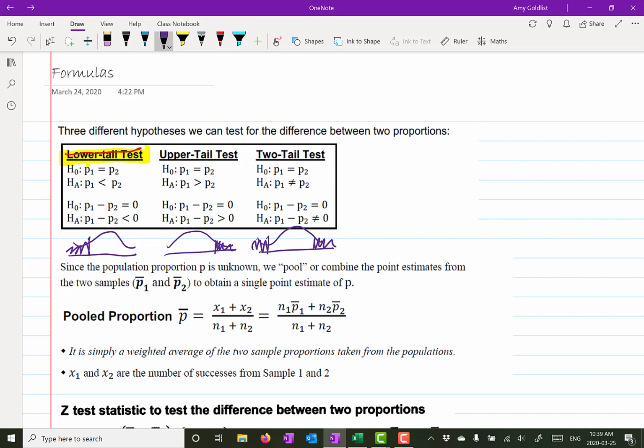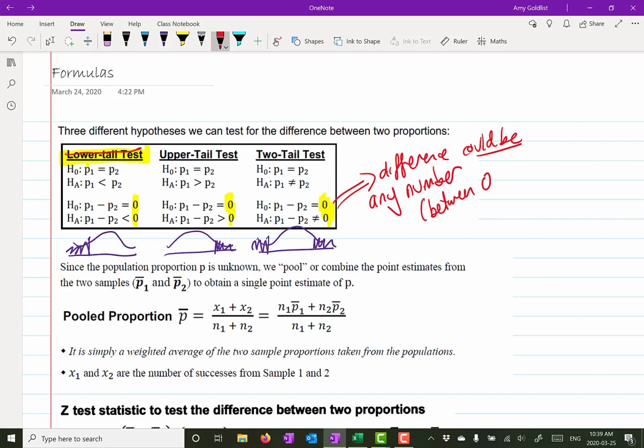I'm also going to note that we don't have to use 0 here. That difference could be any number. But generally, the first way we do it is 0 is the most interesting. Are they the same or are they different? Not, is the difference 10% or is it not 10%? And I say between 0 and 1 because they're proportions, and you can arrange your single-tailed test to make it always positive if you try.